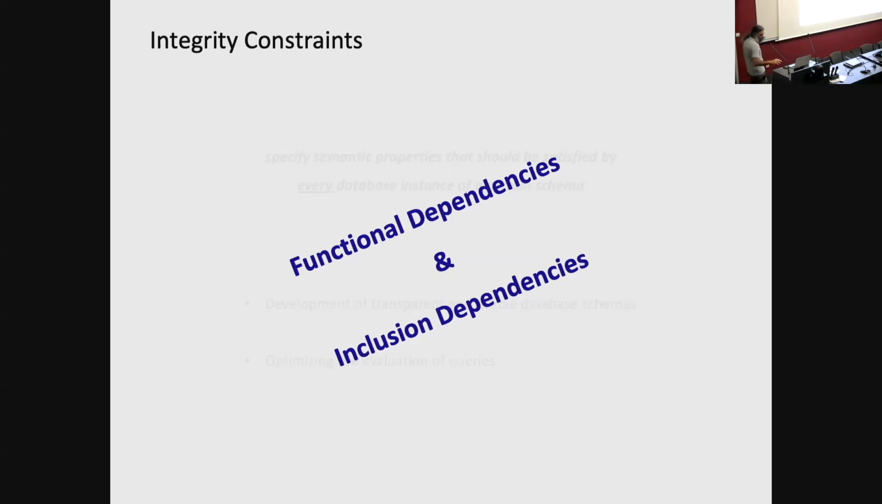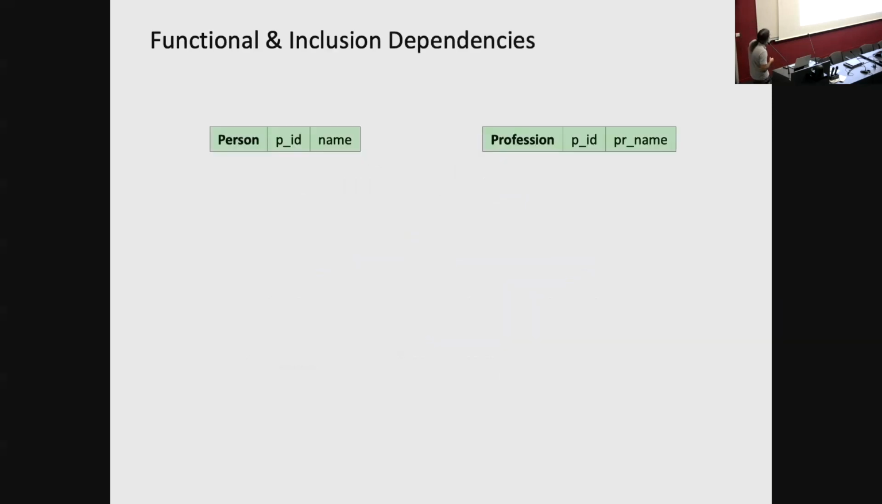All right, so what are functional and inclusion dependencies? Let's see this by a very simple example first, and then I'm going to introduce formally the syntax and the semantics of these constraints. Now, let's consider this very simple schema.